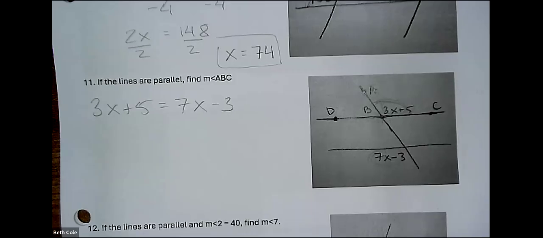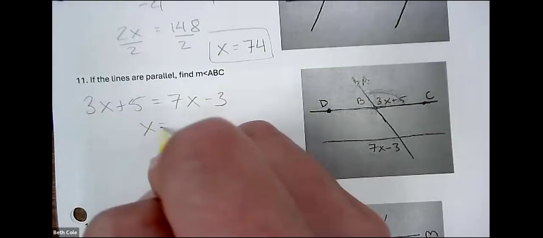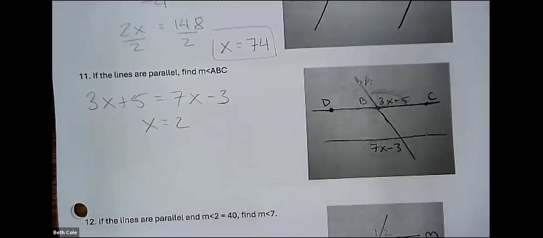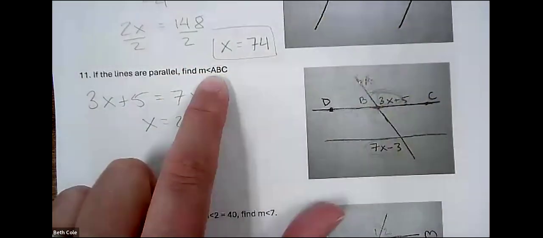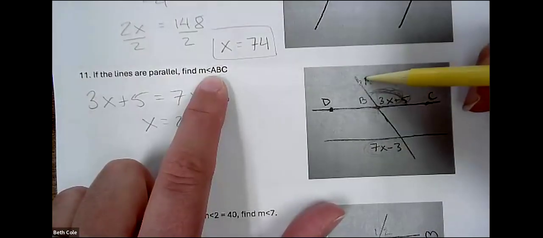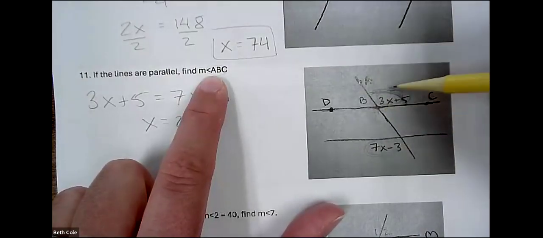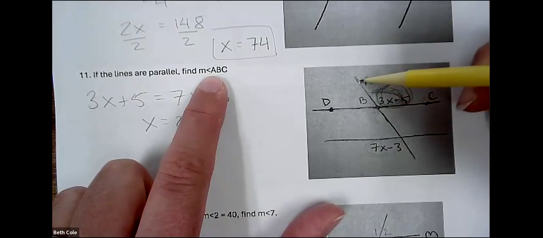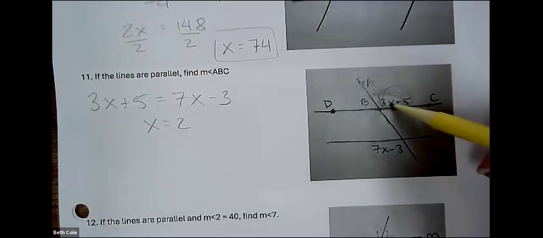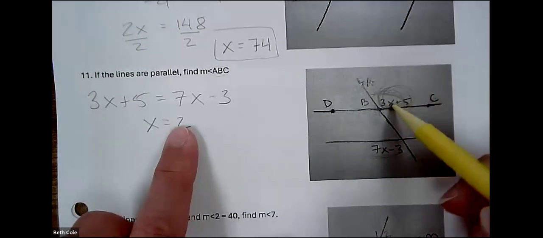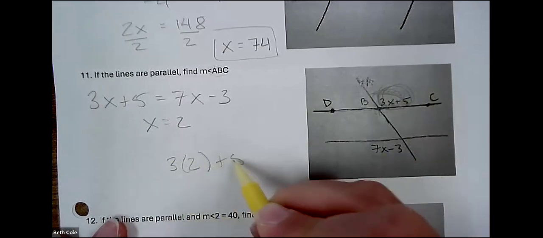But are we done with the problem? No. Okay, so you have to read the directions. We got x equals 2, but what is it asking for? You just need to make sure you read. Measure of angle. Okay, so watch me point to this. Here's A, here's B, here's C. We want this one. Do you see the one I'm pointing to? A, B, C? Right here? Okay. What did we say x was? 2. So you're going to do 3 times 2 and then plus 5.